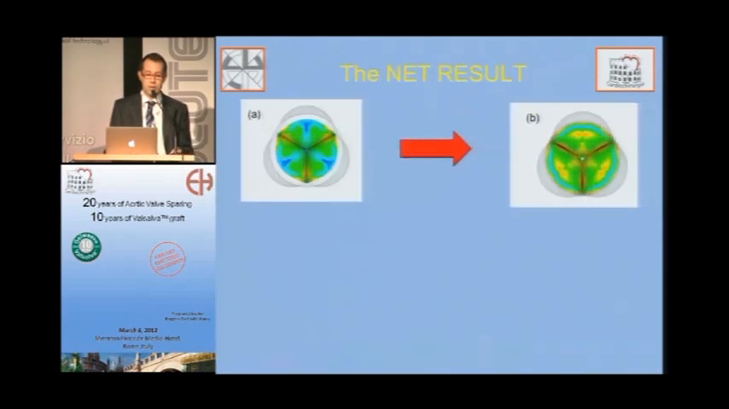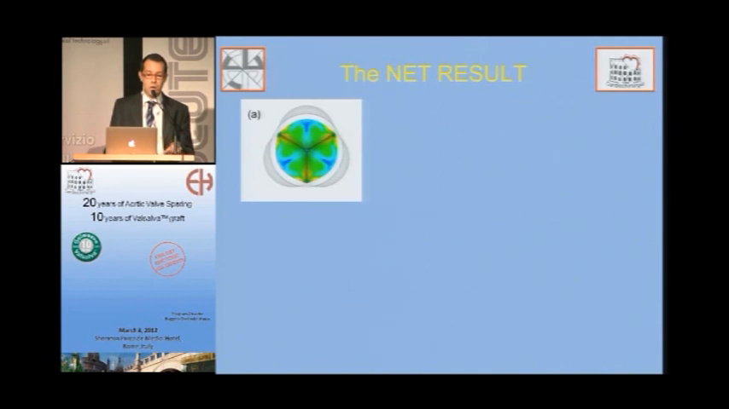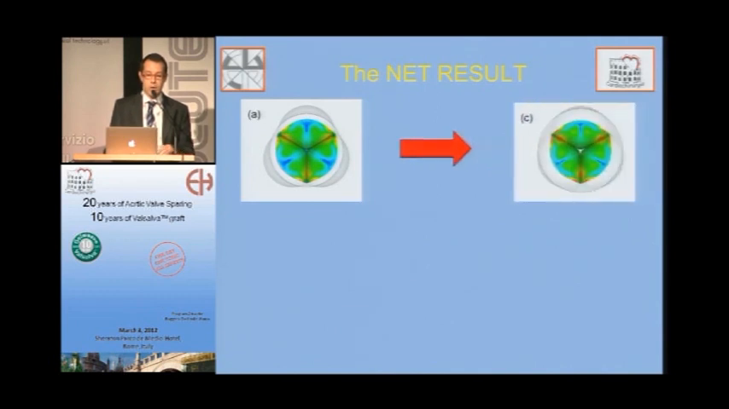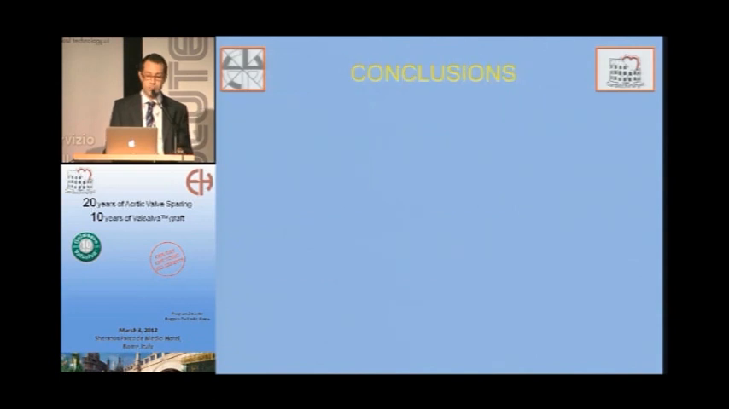So our net result was that going from this configuration, the normal aorta, to enlargement of the annulus, we multiply the stress on the leaflet by 1.67 times, which is in turn 67% more stress, while going from normal aorta to a loss of sinotubular junction, we just add 14% stress to the leaflets.